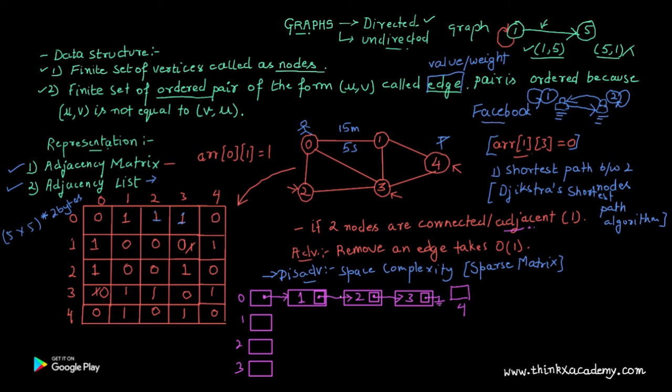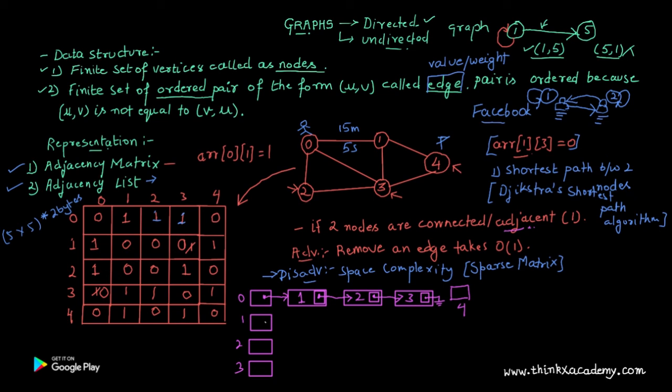So you can see in this case that a lot of space has not been consumed. As you can see, in case of matrices, a lot of space was left. In case of linked list, we're just going to use the pointers, and we are storing only those nodes which are connected to this node.